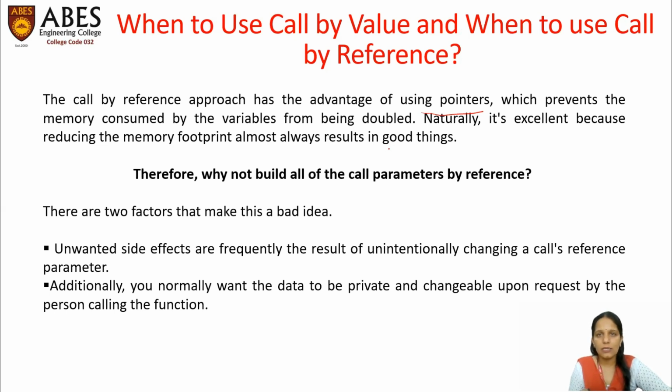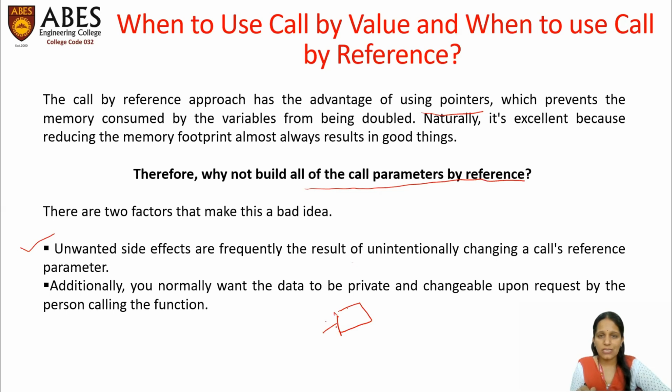So why is there a need to use call by value? If we have the same single memory location, and we can change the value, then why not make all parameters by reference? Why is there a need for call by value, right? The first thing is the unwanted side effect that results from unintentionally changing a call by reference parameter. If we change something in the main part unintentionally, or make changes in a function, then definitely the value gets changed, because the location is the same.